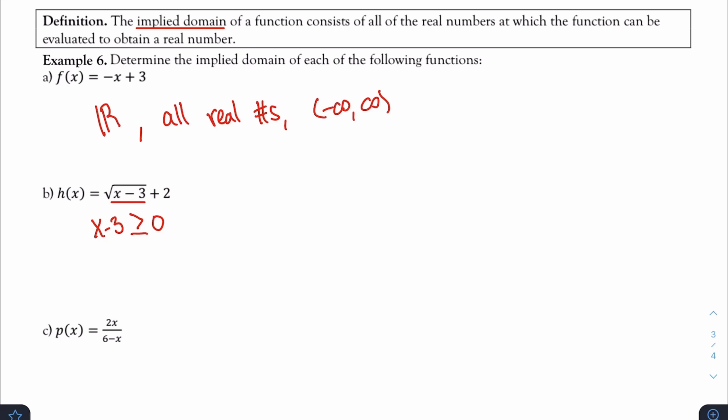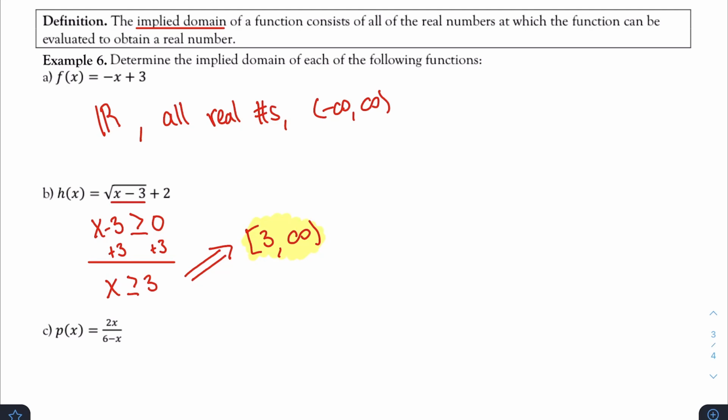Now I'm going to solve for x. Here, if I add 3 to the left and to the right, I just say x is greater than or equal to 3, which, if we write in interval notation, is equivalent to 3 with a bracket to infinity with a parenthesis, giving me my final answer. I have my implied domain.